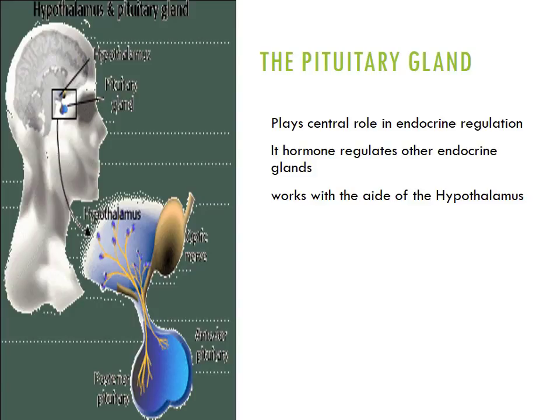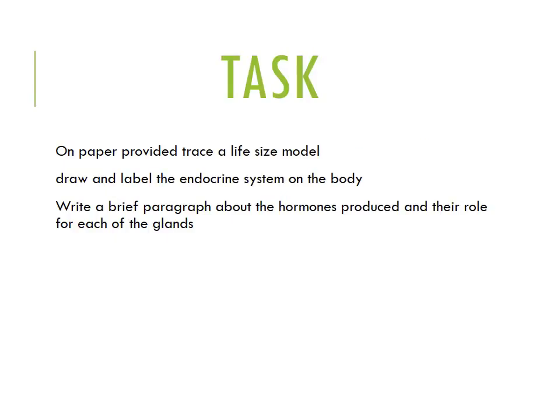So if we're going to look at the pituitary gland, this plays a central role in regulating the endocrine system. It is a gland that regulates other glands, so other endocrine glands. So once the pituitary gland is triggered, it's going to release a hormone, and this hormone is going to trigger a different endocrine gland to release a different hormone. And it works with the aid of the hypothalamus. And you can see by this picture here that it's up inside of the brain.